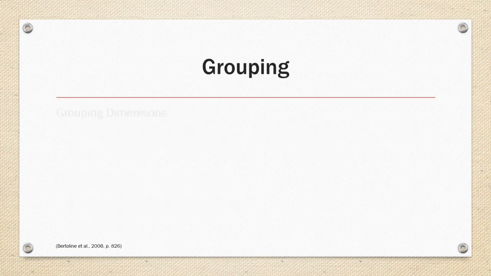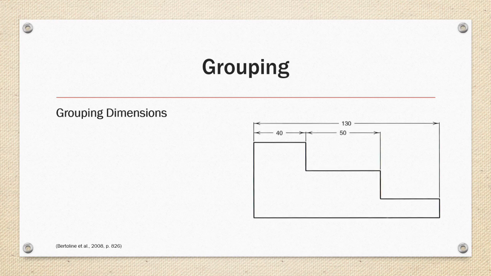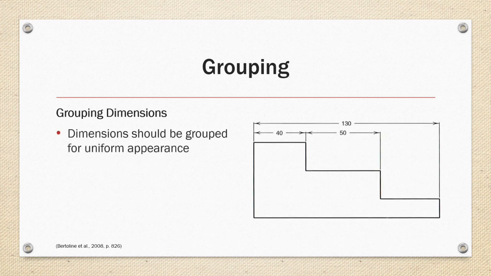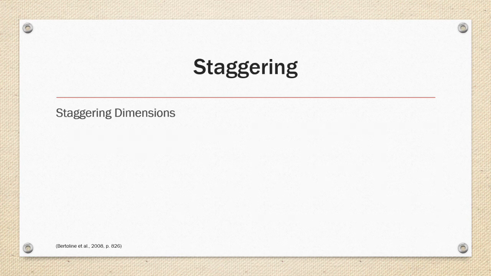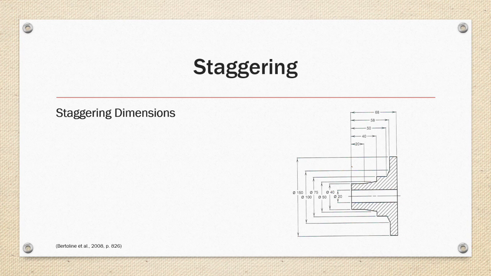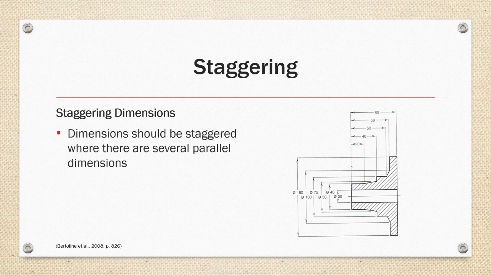Grouping dimensions. Dimensions should be grouped for uniform appearance as shown on the right. The 40 millimeter and 50 millimeter dimensions are grouped and aligned with each other in the example. Staggering dimensions. Dimensions should be staggered where there are several parallel dimensions as shown in the image on the right. We have several diameters and several heights that would be all on the same plane, so that each dimension, smaller to bigger, is staggered farther away from the part.